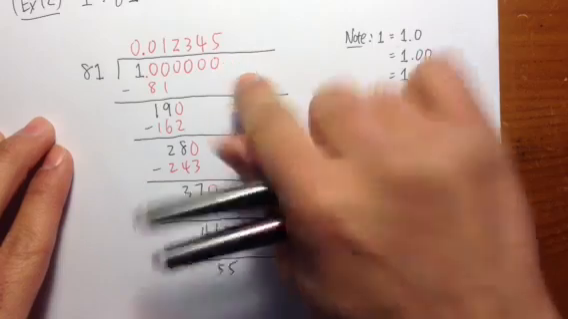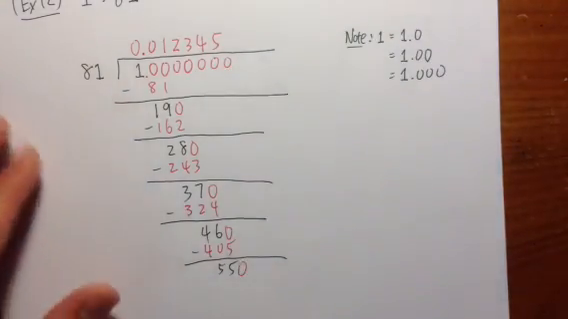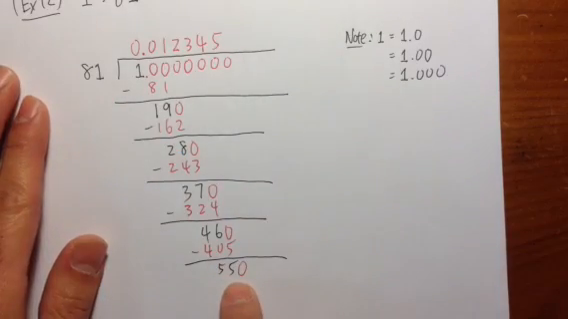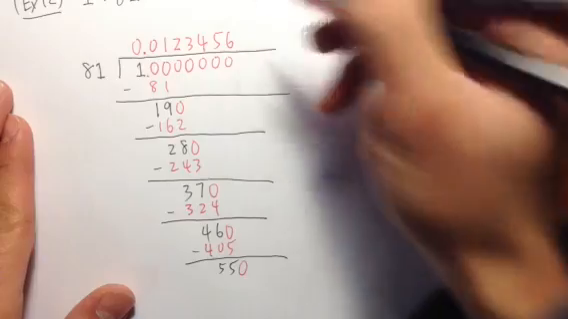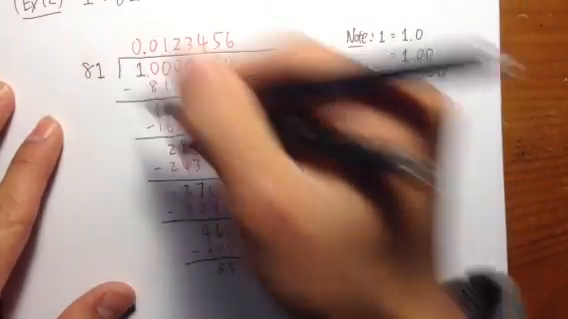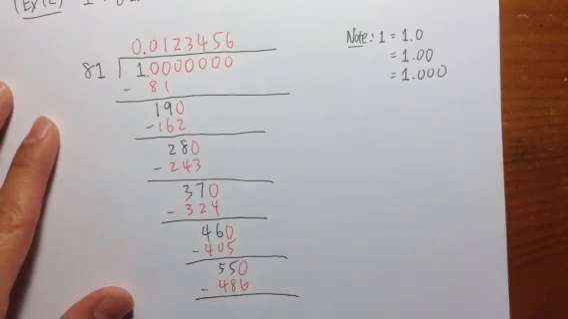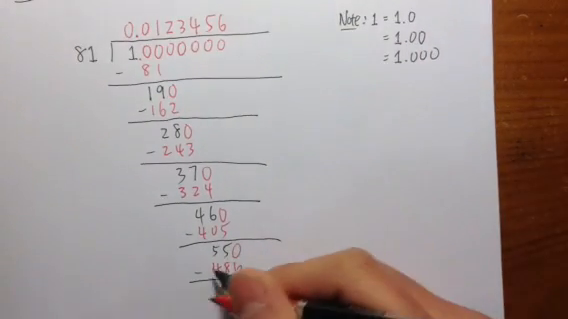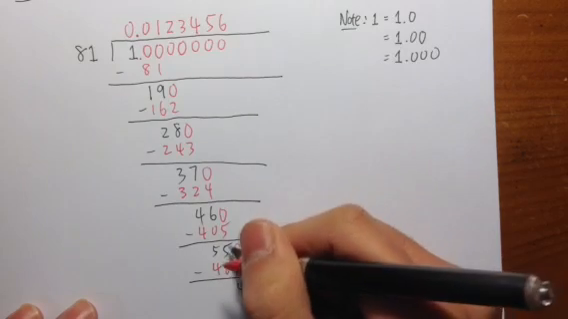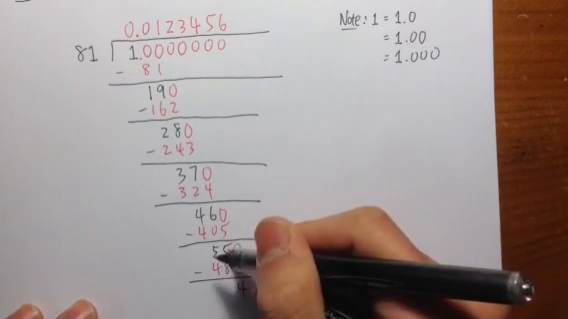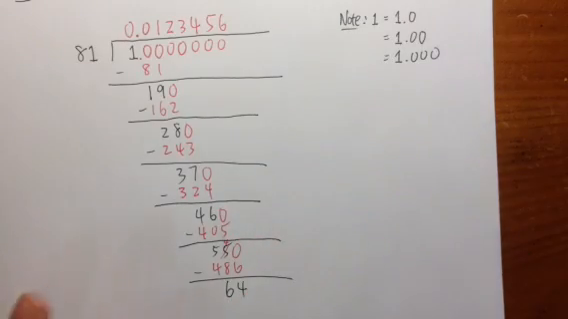So I need another 0 here. Take this 0 all the way down here. 81 goes into 450. Yes, 6 times. Put 6 right there. 6 times 81 is 486. Subtract. For 550 minus 486, I have a 4 right here and change that to a 4. So 4 minus that, yes, 64. Okay, so do some calculations.